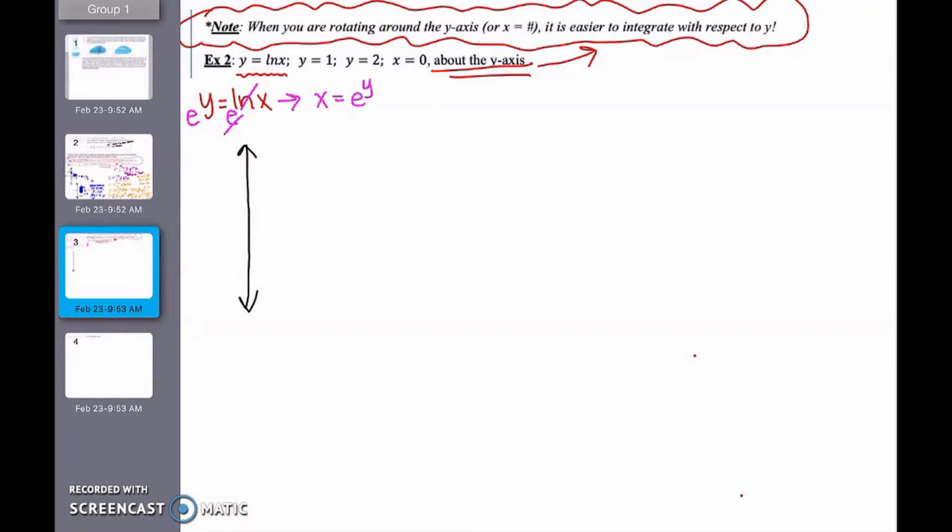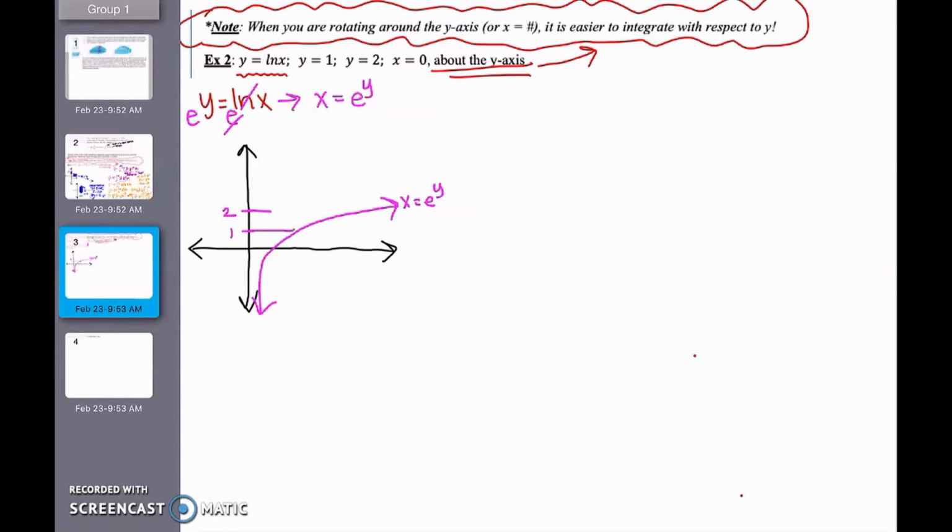So here's my coordinate plane. And I know what y equals ln of x looks like. I know what a natural log function looks like. It looks something like this, right? Okay, so there's my x equals e to the y, or y equals ln x, however you want to think about it. And then I'm rotating about the y-axis, so I'm rotating about that vertical line there. And my limits of integration are going to be from y equals 1 to y equals 2.